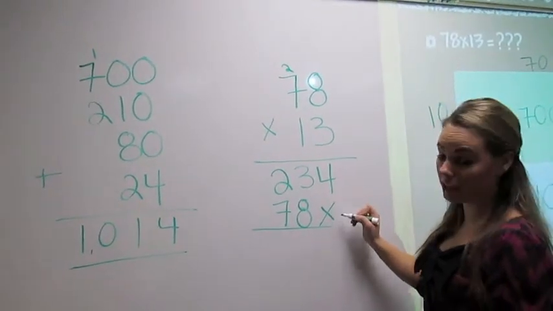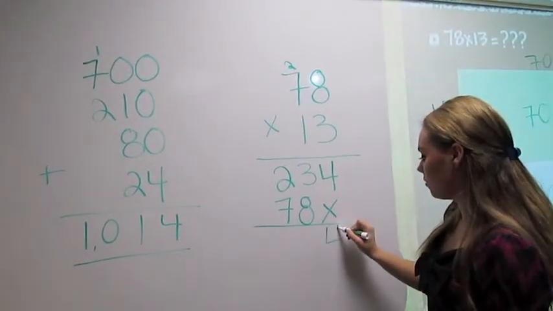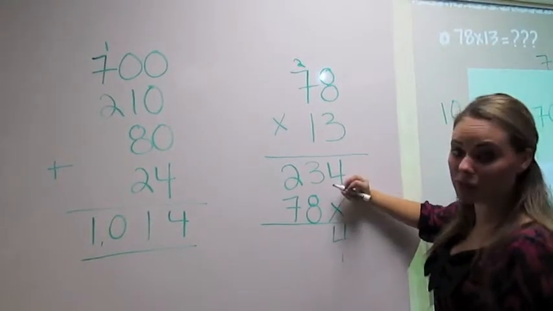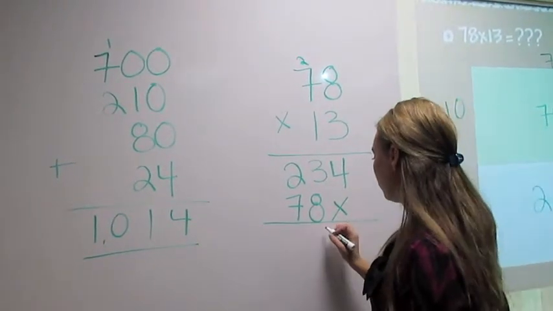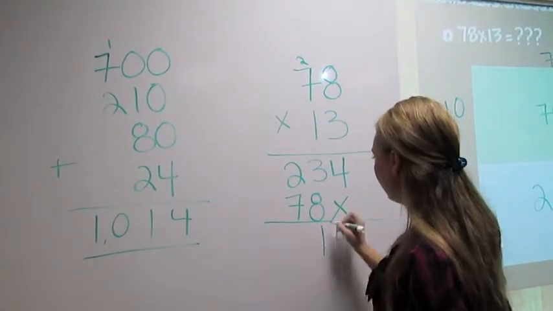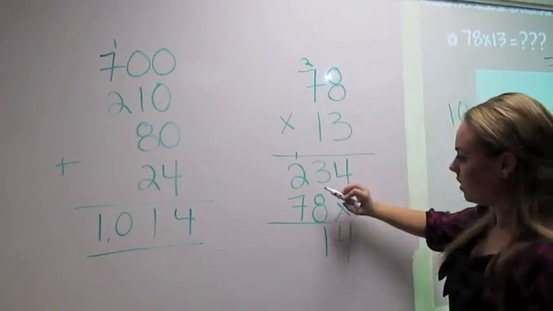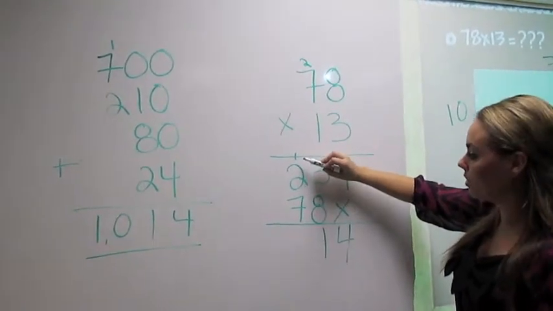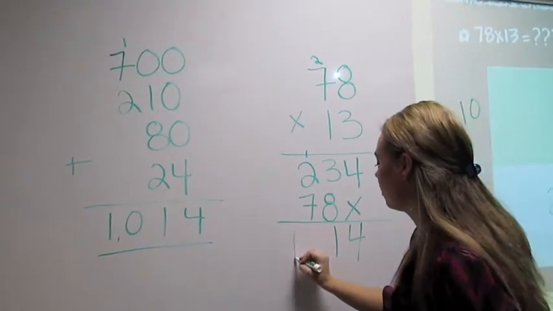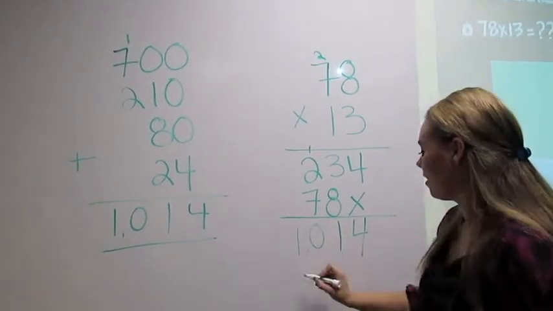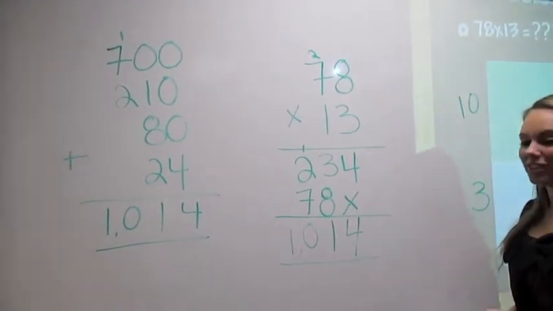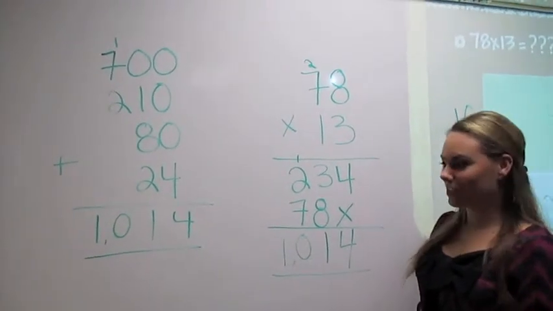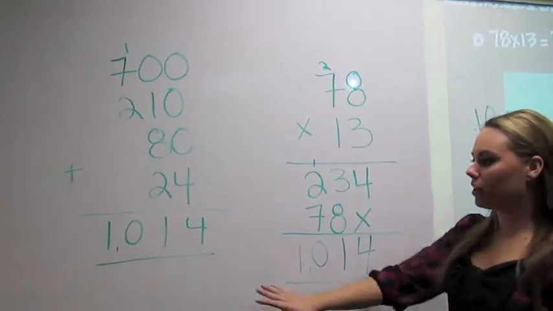4 times 0 gives us 4. 3 times 8, plus 8 gives us 11. Carry our 1. 7 plus 2 gives us 9, plus 1 gives us 10. And look, we have 1,014. So our math method table works. And you can go ahead and check this out and compare it for a little bit.